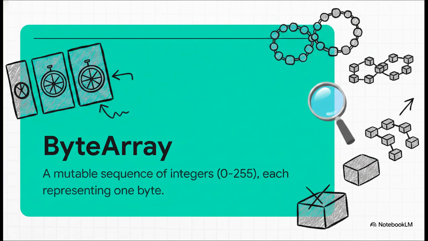But what if we want to manipulate raw binary data and actually alter it on the fly without decoding it first? That is where we use a structure called a byte array. A byte array is essentially a sequence of integers ranging from 0 to 255, where each integer represents exactly 1 byte. But the absolute most important word in that definition is mutable. This is the flexible, editable counterpart to the standard frozen bytes object.